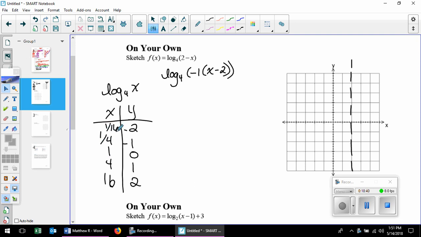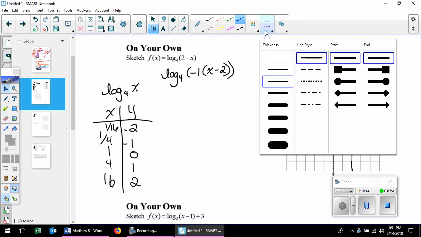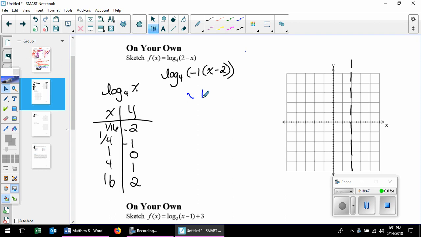Right? That's our basic graph, right? Yeah. So if we're doing the table values for our transformation, okay, am I doing anything to my y's? Nothing's happening to my y's. Okay, what's happening to my x's? I'm going to multiply them by -1 first, and then I'm going to add 2. So this is going to become -1/16, and then I'm adding 2 to it.